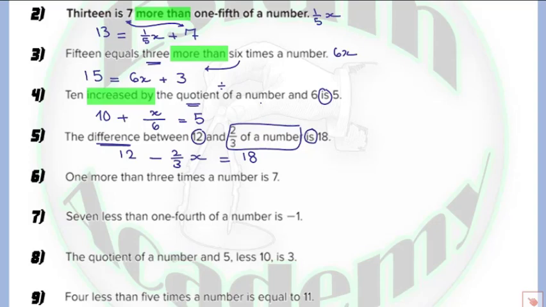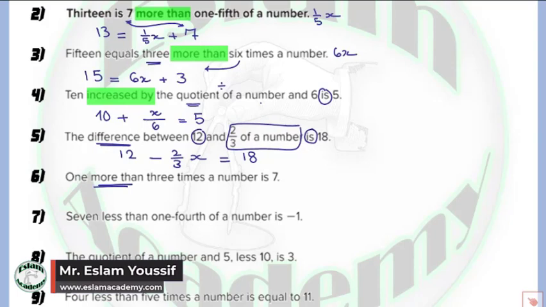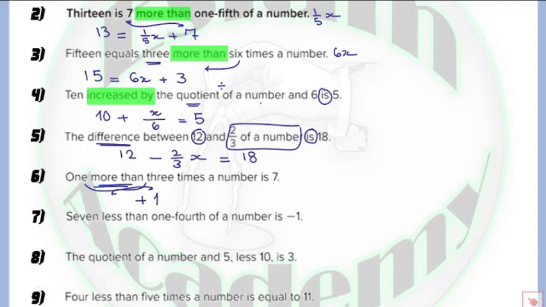Now in question number 6, we have 1 more than 3 times the number is 7. 1 more than means plus. So just write plus, and it changes the order. So 1 will be after the plus sign, and 3 times a number is 3x. "Is 7" means equals to 7. So the equation that we have is 3x plus 1 equals 7.